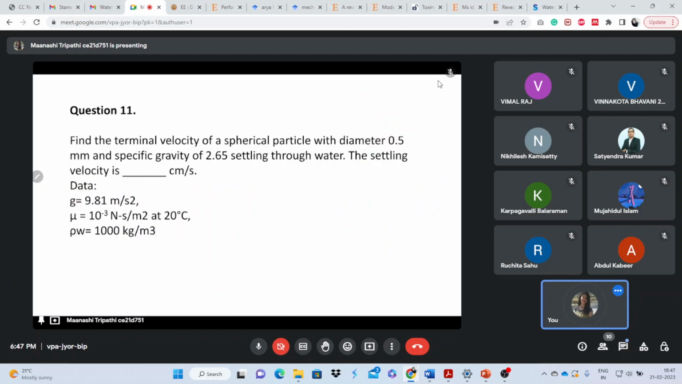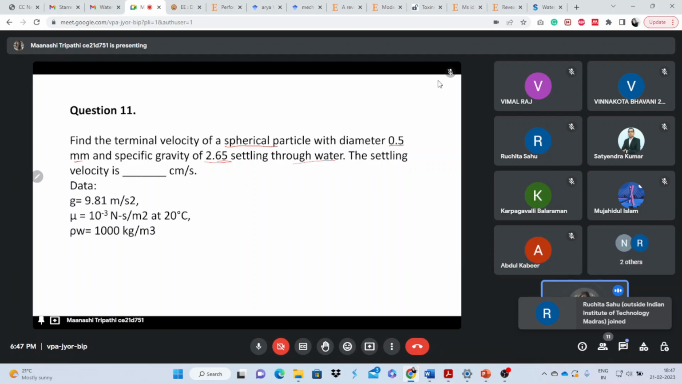So the question is, find the terminal velocity of the spherical particle. Please note down, the particle is spherical, diameter is 0.5 mm, specific gravity is 2.65, and it is settling through water. The settling velocity, when it is settling through water, then we can say it is either type 1 settling or type 2 settling. So we need to find out the settling velocity. So in the first instance, it will look okay. We can just use the equation and solve the question, but that is not how it works. So please try to solve this question.